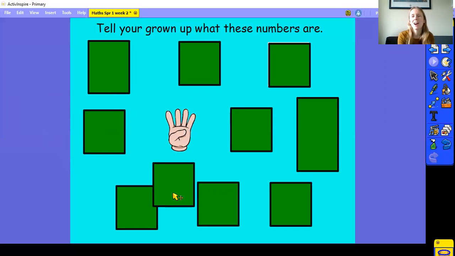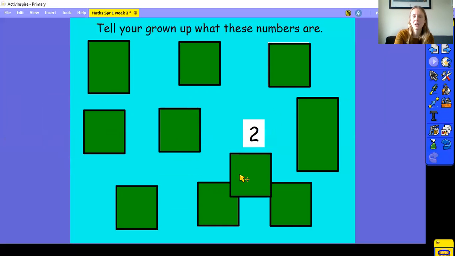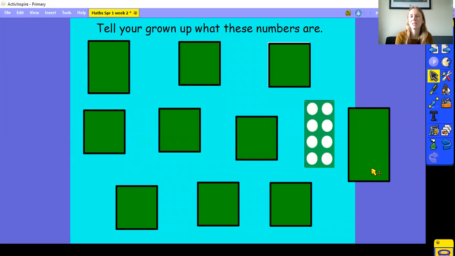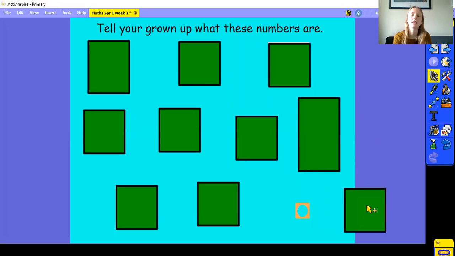How many fingers are shown here? Well done if you said 4. The person is holding down one thumb. That means there are 4 fingers showing. What about this numeral? Yes, it's number 2. What about this Numicon piece? That's right, it shows 8. It has 4 holes on one side and 4 holes on the other side. What about this Numicon piece? Yes, it's 1.